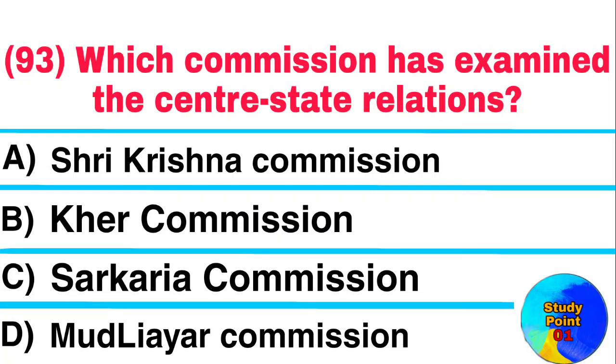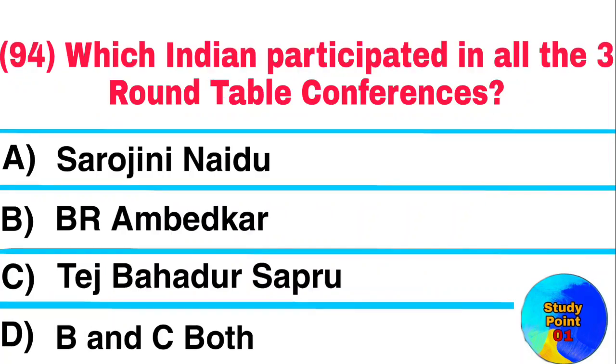Question. Which commission has examined the center-state relations? A. Shri Krishna Commission. B. Kher Commission. C. Sarkariya Commission. D. Madliyar Commission. Answer. Sarkariya Commission. Question. Which Indian participated in all the three roundtable conferences? A. Sarojini Naidu. B. B.R. Ambedkar. C. Tej Bahadur Sapru. D. B and C both. Answer. B and C both.